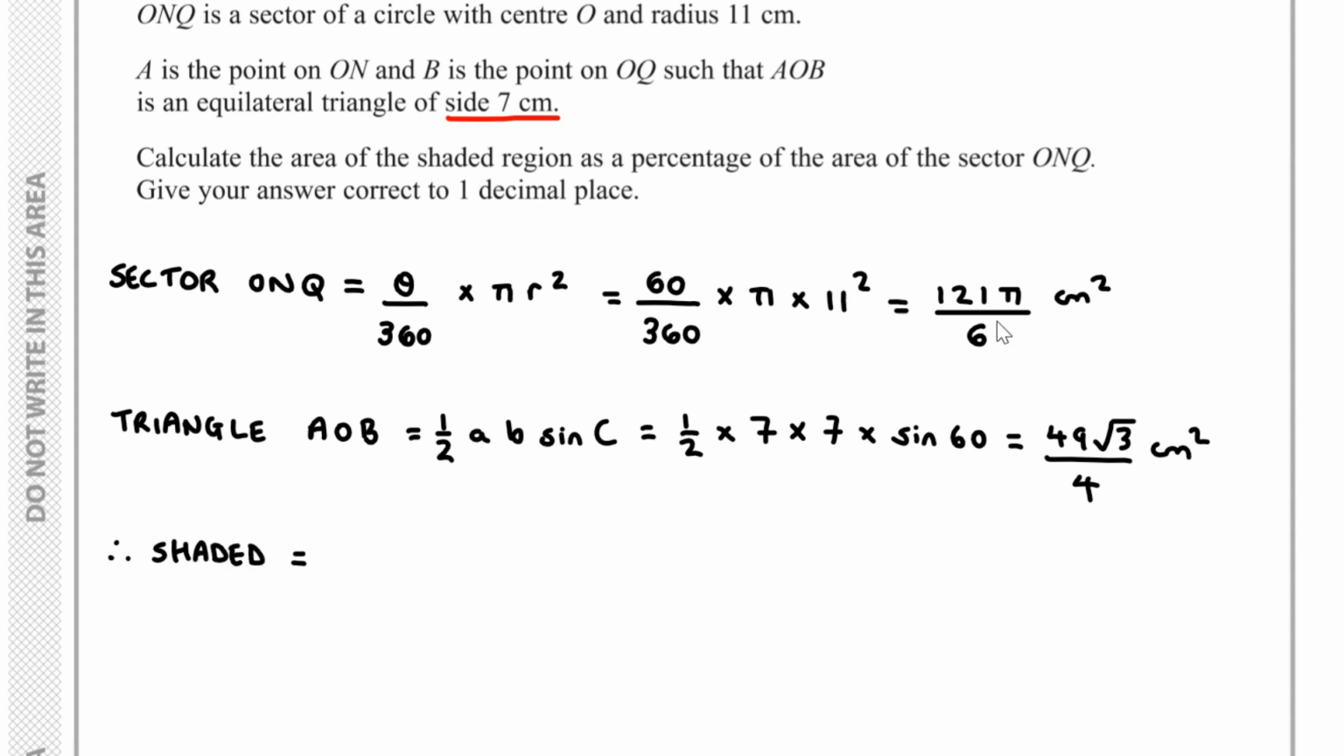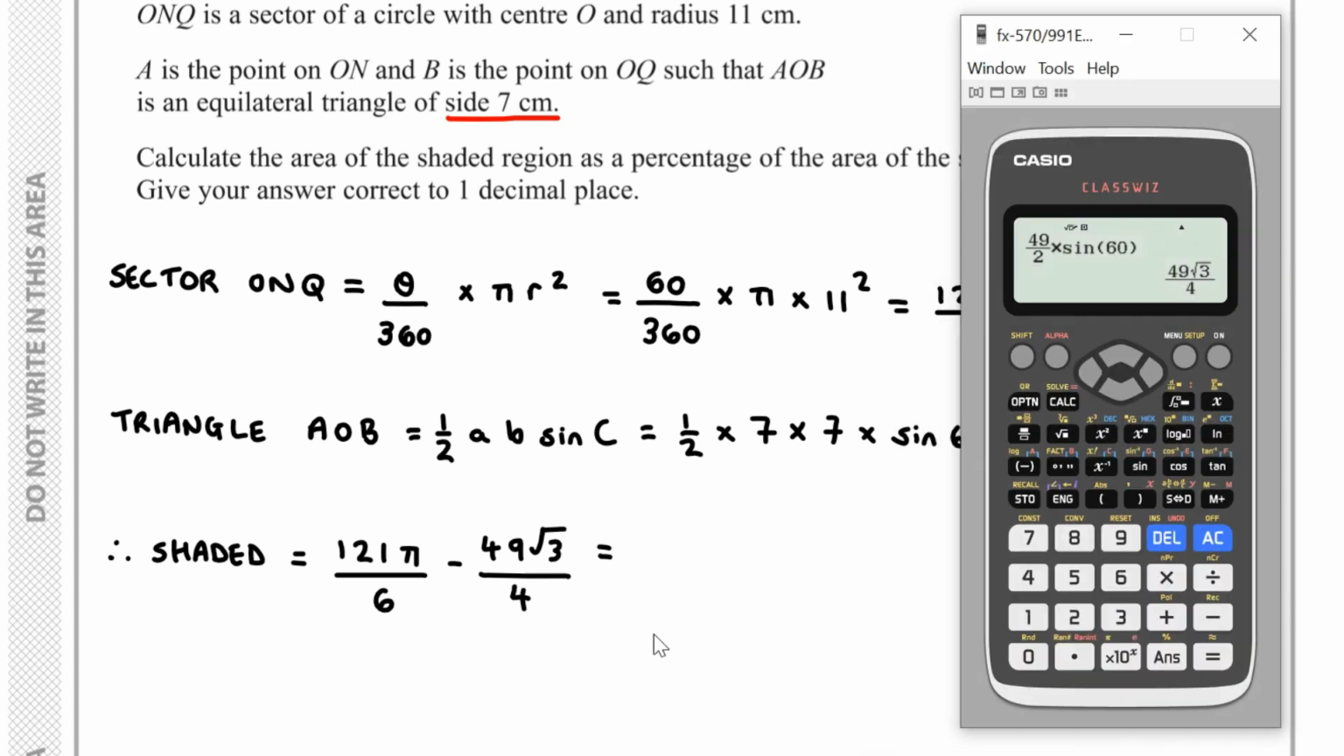So therefore, for the shaded area, we've got over here 121 pi over 6 minus 49 root 3 over 4. So let's work this out. We have 121 pi over 6 minus this. It turns out we get 42.13 etc. centimeters squared.